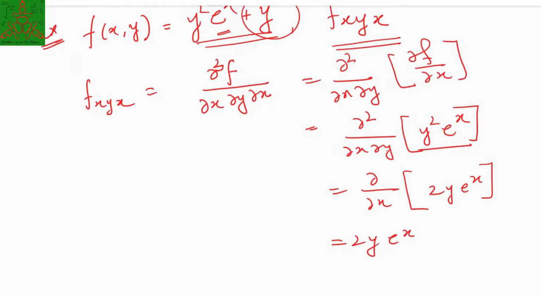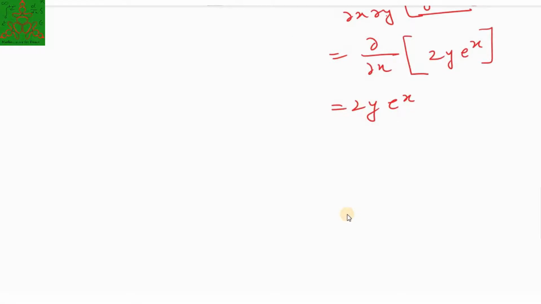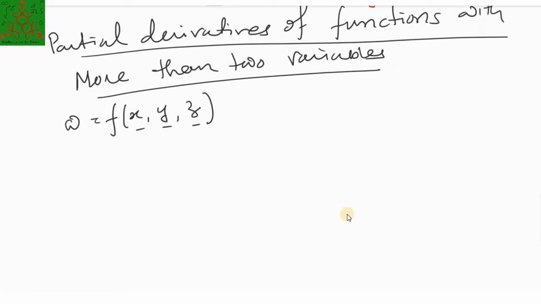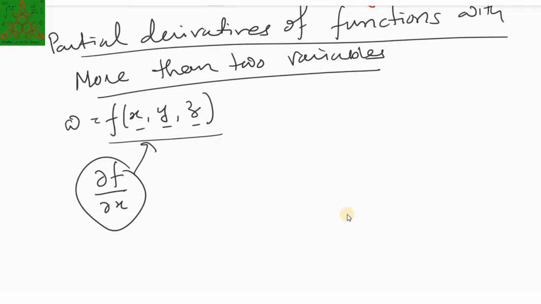Now the next thing is the partial derivative for functions with more than 2 variables. Let's say the function is given as f of x, y, z, where x, y and z are independent variables and w is the dependent variable. Then you can talk about del f upon del x. What does del f upon del x mean in this situation? You have to differentiate this equation with respect to x, keeping y and z constant.